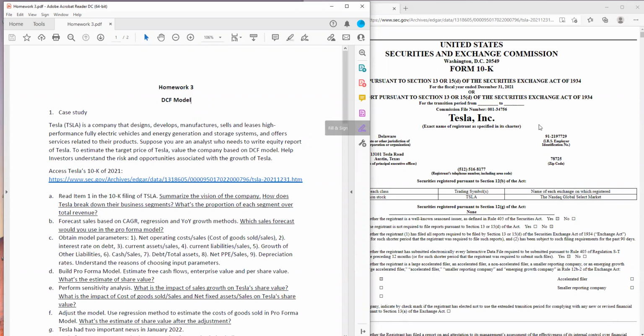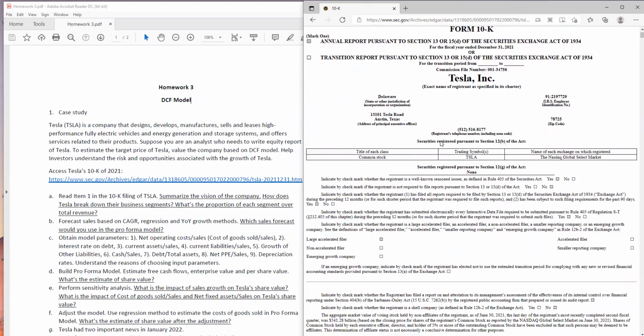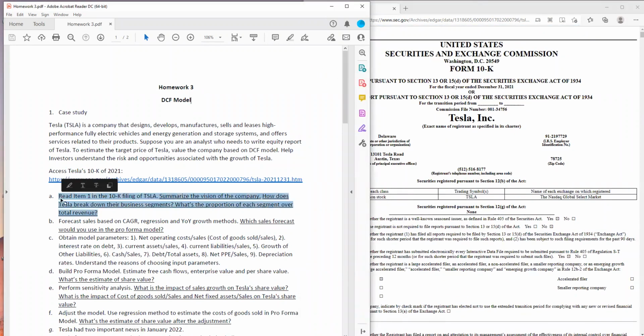So you can just go ahead and click this. It will direct you to its 10-K filings, which is available on the website. So this is actually the SEC's website. It is their official 10-K filing. Now let's go directly to question A.